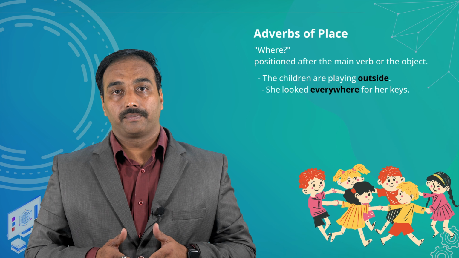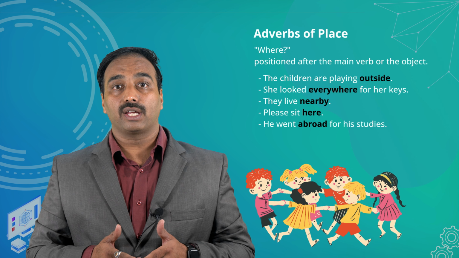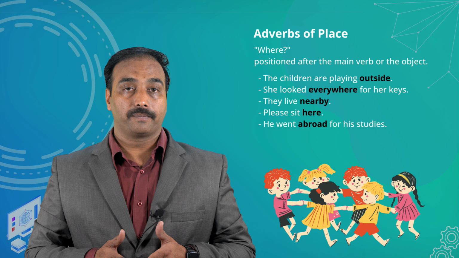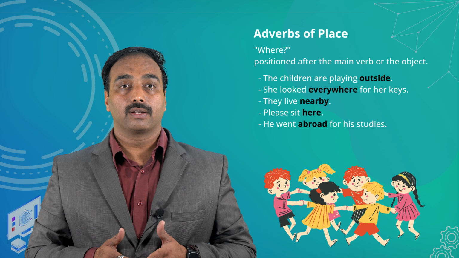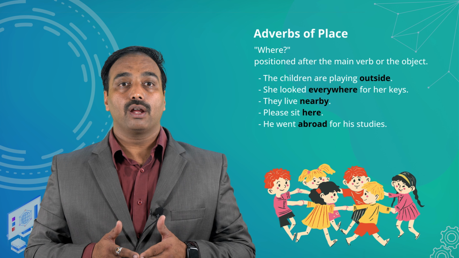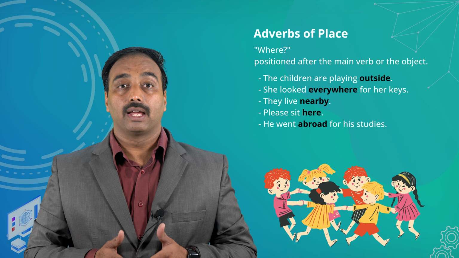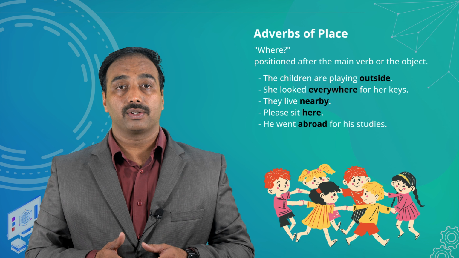Adverbs of place. Adverbs of place specify where an action takes place, answering the question where. They are usually positioned after the main verb or the object. Examples, the children are playing outside. She looked everywhere for her keys. They live nearby. Please sit here. He went abroad for his studies.